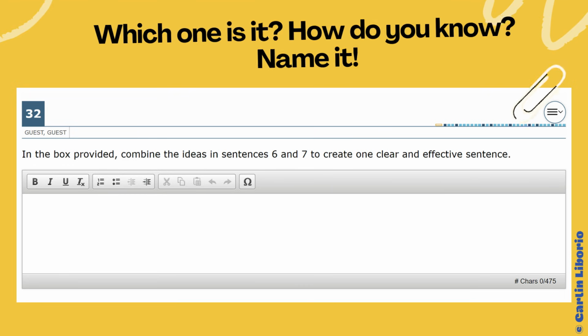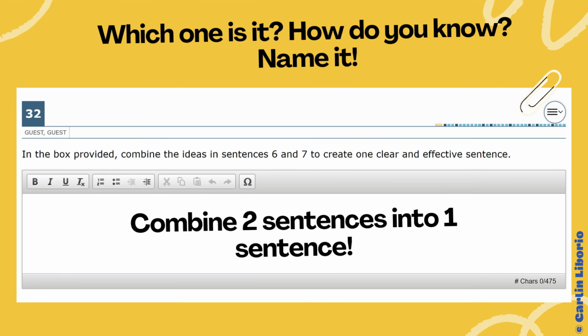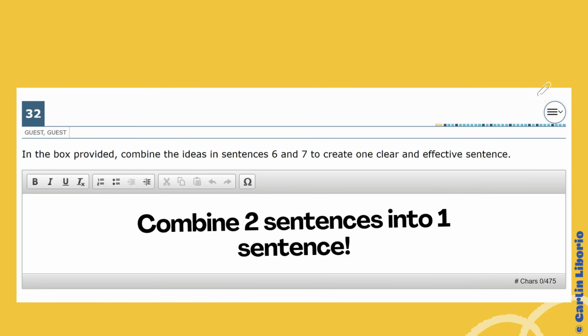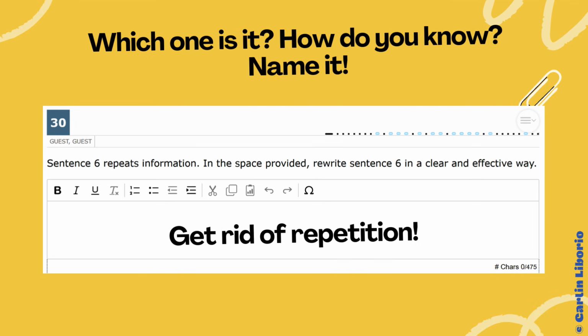Okay, now we're going to talk about the 2 types of revising SCRs. The first one is, in the box provided, combine the ideas in sentences 6 and 7 to create one clear and effective sentence. So this one is combining. It also could be this one.